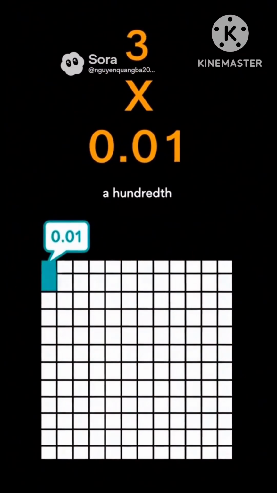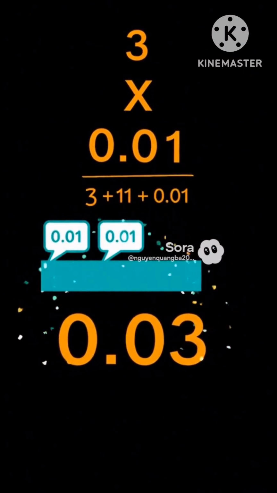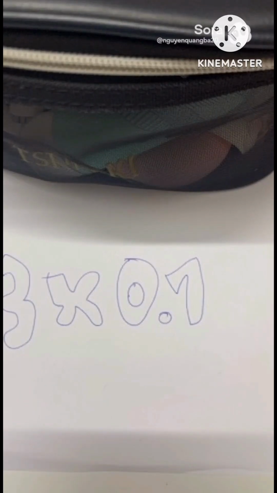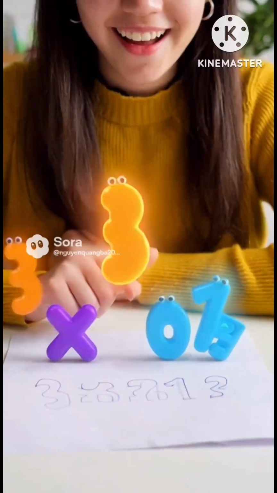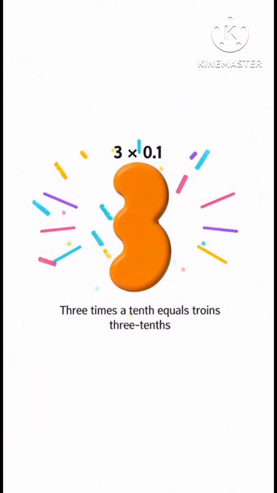3 times 100th. Here's what that looks like. 100th plus another plus another. Add them up and you get 0.03. 300ths in all. That's 3 times 100th. 3 times 1/10 equals 3/10. Or simply, 3 times 0.1 is 0.3.